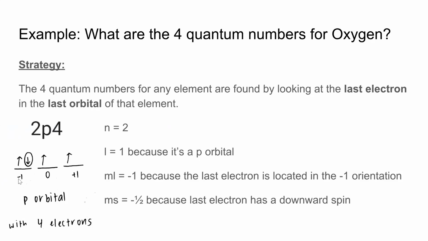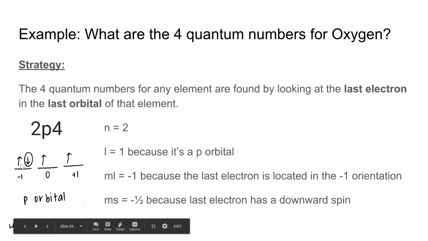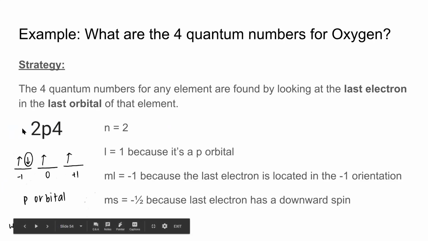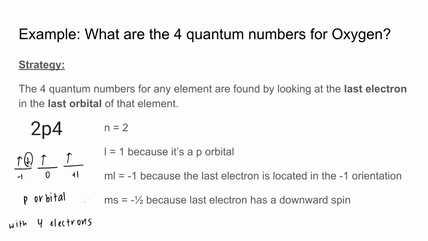The third one is where the last electron is located. So we go -1, 0, +1. We always fill everything out first, and then we go back to fill in the last one. The one that's circled is your ml quantum number, which is -1. And of course, the spin is the direction in which the electron is going. Since the last electron has a down arrow, it has a spin of -1/2.